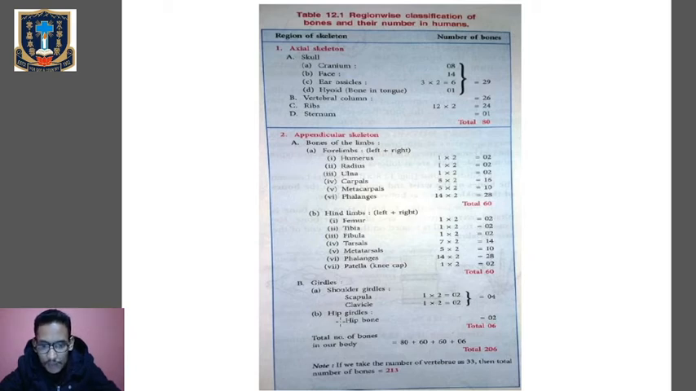And in girdles you have got shoulder girdles, scapula 2, clavicle 2. So 4 bones are there in shoulder girdles. In hip girdles we have got 2 bones. So altogether how many bones are there? There are 206 bones. Clear? So this is the region wise classification of bones and the number in humans. Clear? So here we have finished the human skeleton.